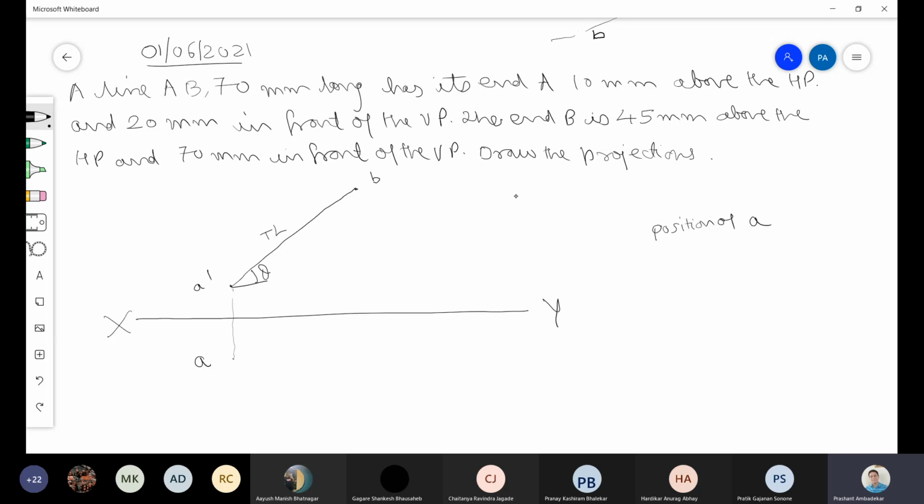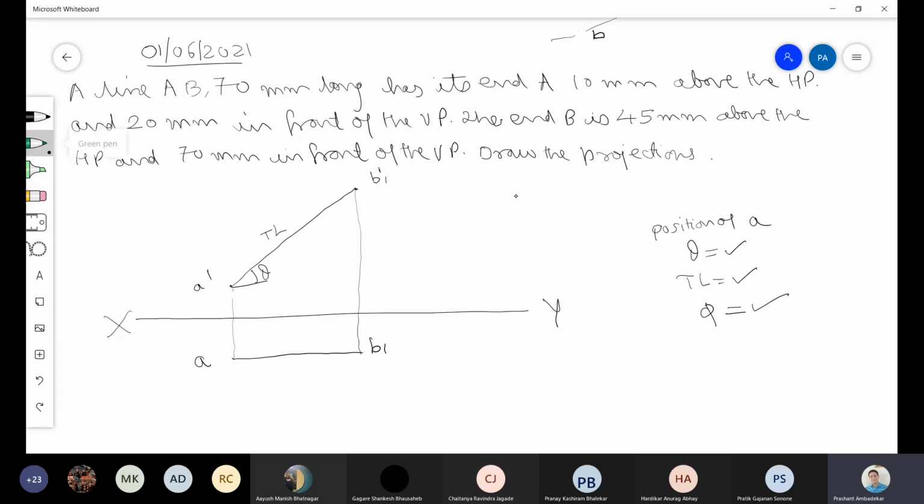But this B dash is not final, so we call it B1 dash. Then we project it in the top view and we get this point, called B1. This is stage 1, where theta is known, true length is also known, and phi is also known.